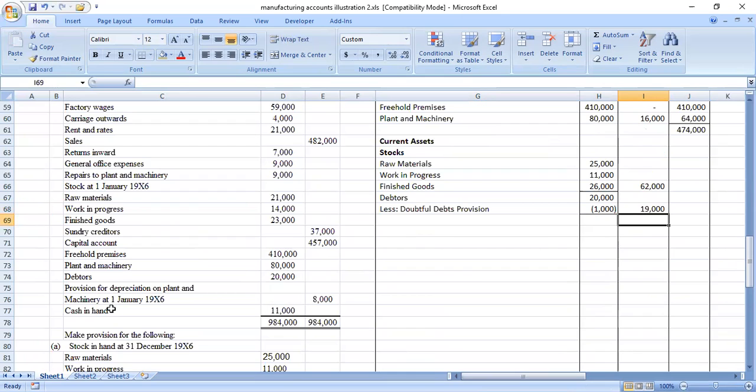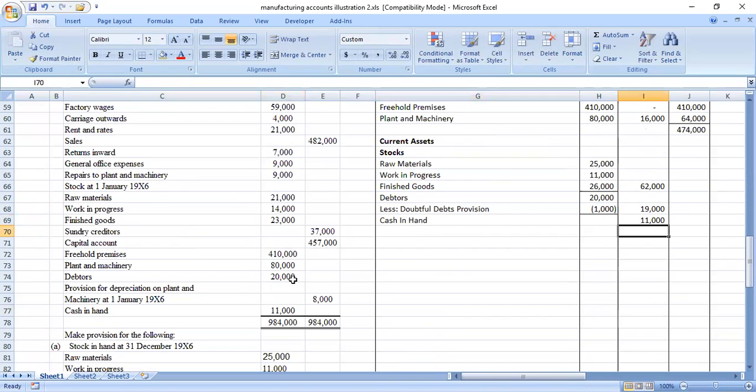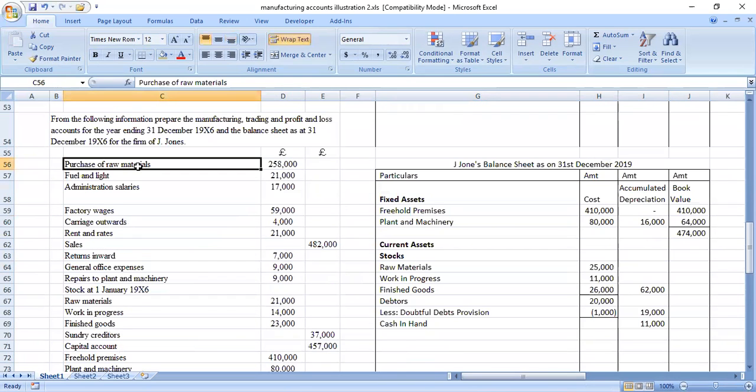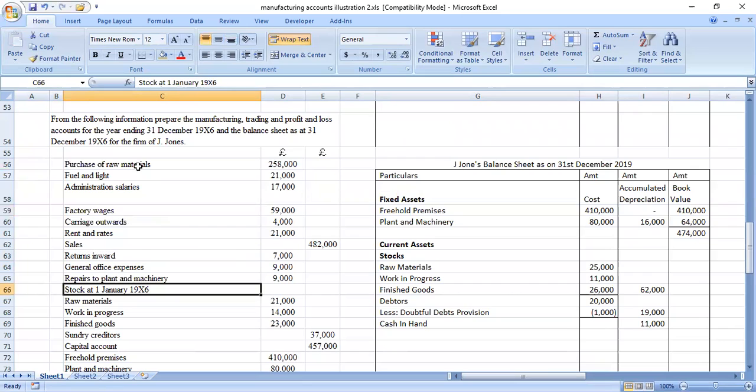Then the other current asset we have is cash in hand. Ndio? Yes. Cash in hand, which is equal to 11,000 shillings. Any other current asset? Bwana angalie before niende mbali. Any other current asset?